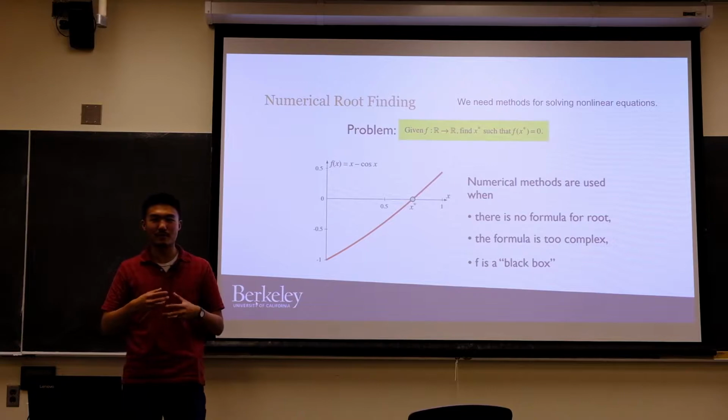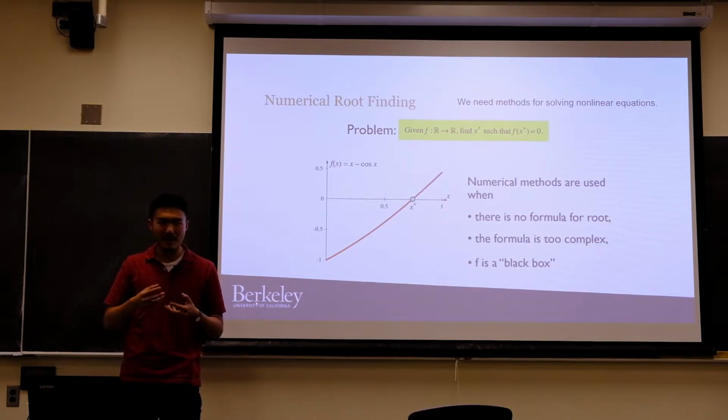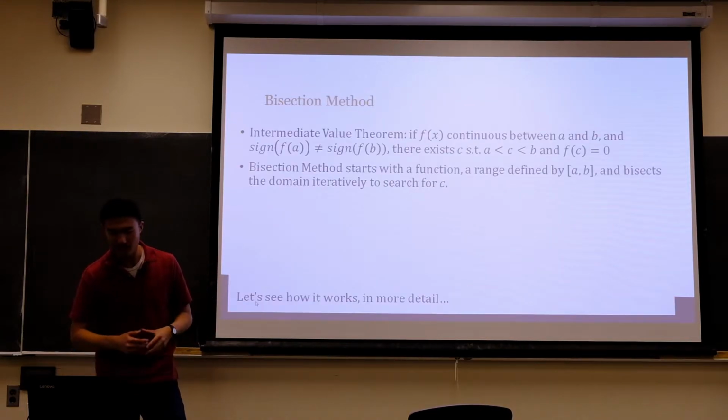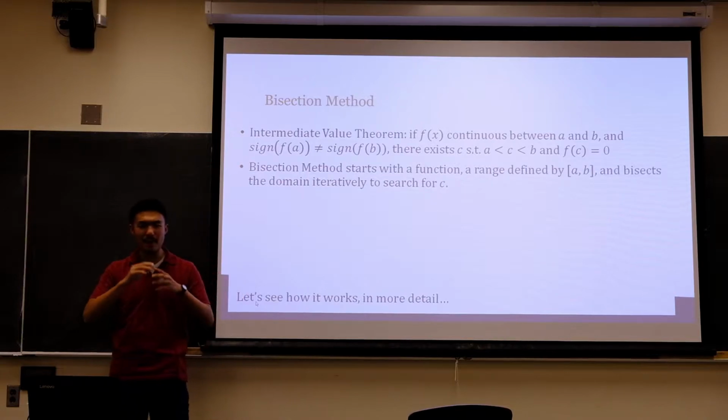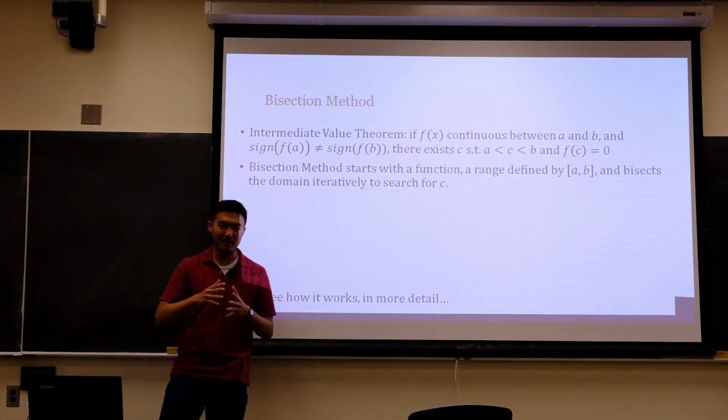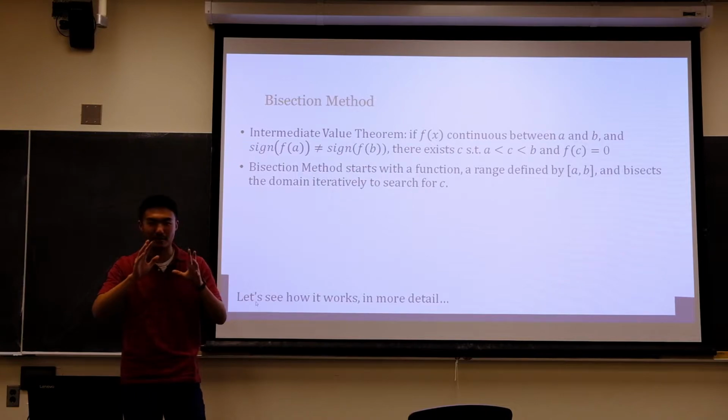And we're going to talk about two methods in this course and implement them in your assignment. We're going to talk about the bisection method as well as the Newton-Raphson method. So we're going to start off with bisection. The bisection method hinges upon a critical mathematical theorem.